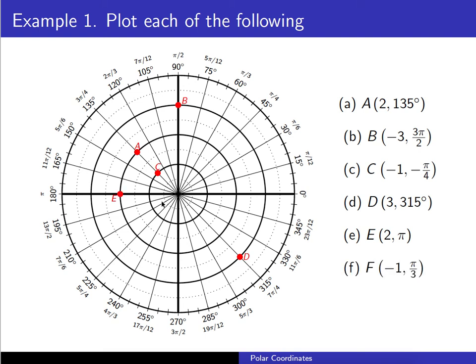All right, finally, point F, -1 and pi over 3. So we'll count 1 space to the left. And now we're going to rotate pi over 3 radians, or 60 degrees counterclockwise. So again, each one of these spokes, each one of these radii represents 15 degrees. So rotating 60 degrees means we need to count by 4. So we'll go 1, 2, 3, 4, and our point for point F should be right about here. And there it is.